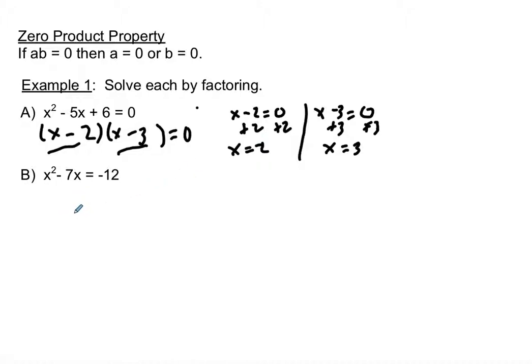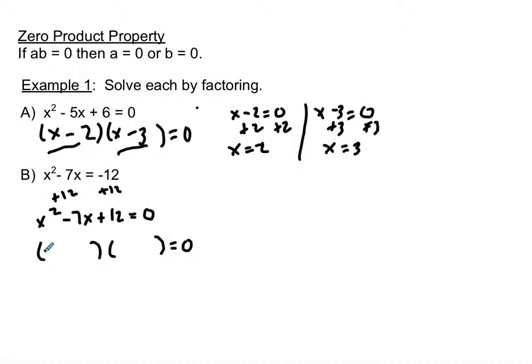Then coming down here to letter B, we have to set everything equal to 0 before we can factor this. Right now it's set equal to negative 12, so I'd need to bring my 12 over to this side. So I end up getting x squared minus 7x plus 12 equals 0. Now factor that left-hand side, do your two sets of parentheses.